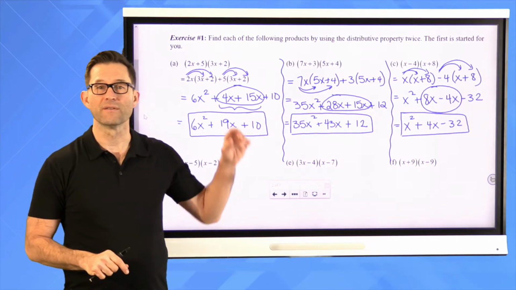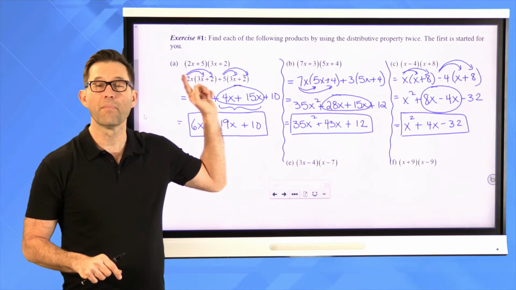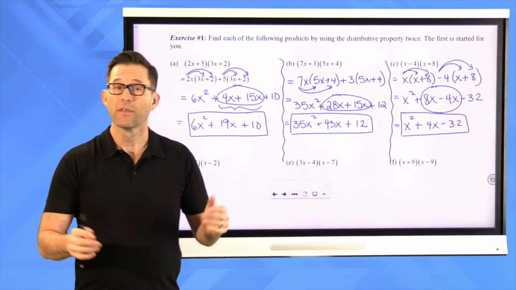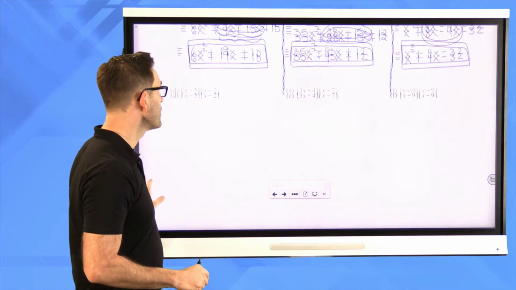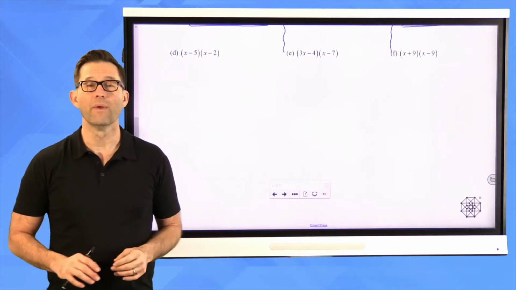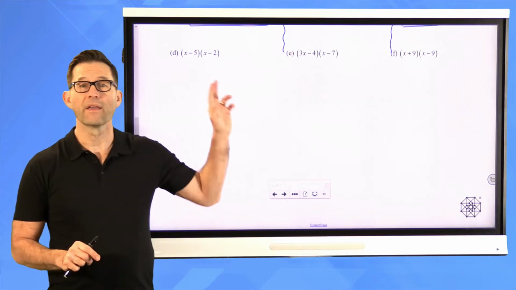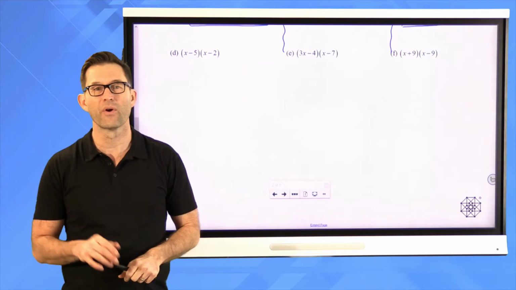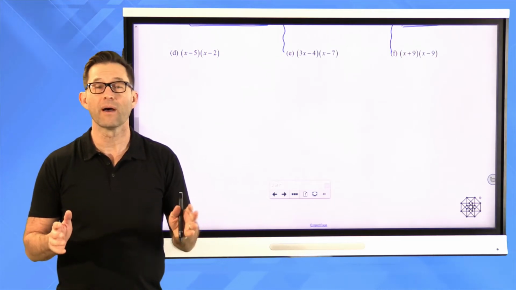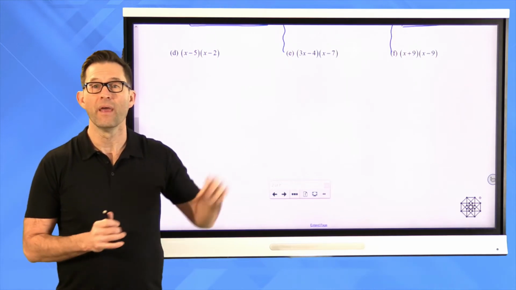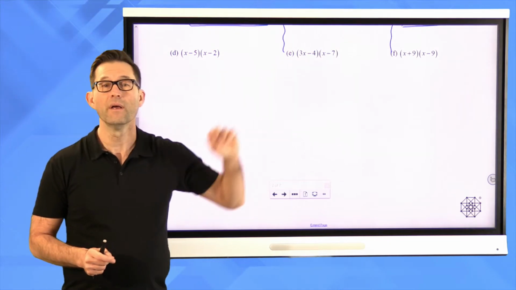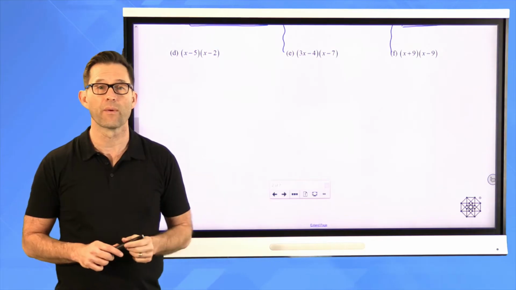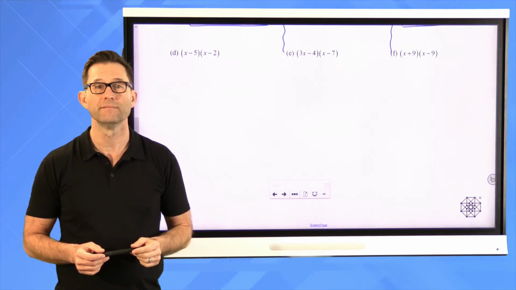Double distribution, taking everything in this binomial and multiplying it by everything in this binomial. The procedure is basically the same each and every time you do it. So what I'd like you to do now is pause the video and work through each one of these. Each one's got a little bit of subtraction in it, so that might throw you off. Watch out, remember a negative times a negative is a positive. That's going to come up in this particular one and this one. So be careful with that, but why don't you pause the video now and take a few minutes to do these three remaining problems in exercise 1.